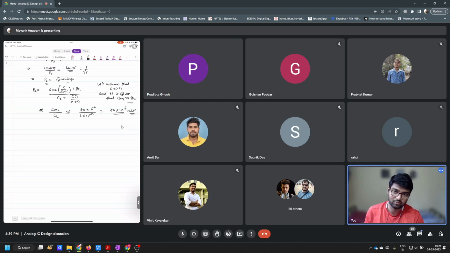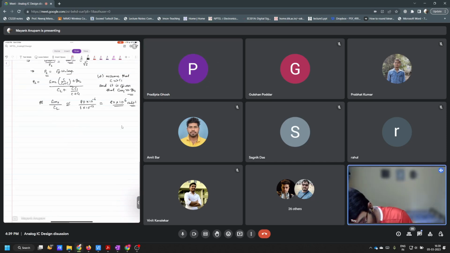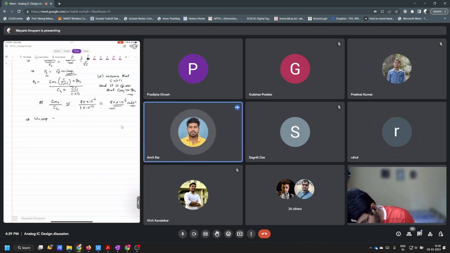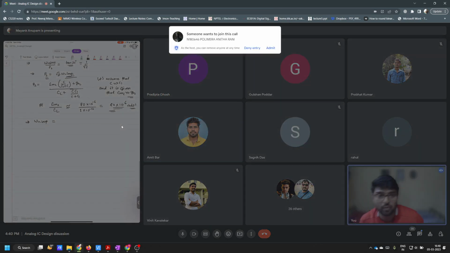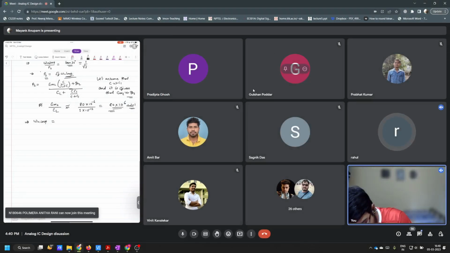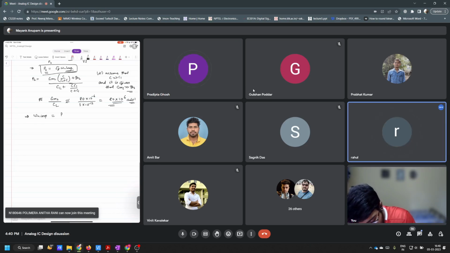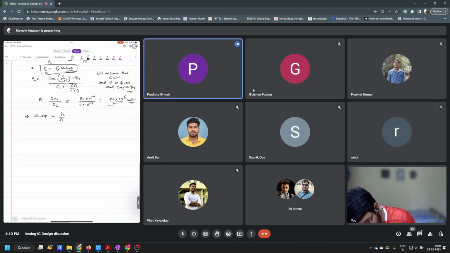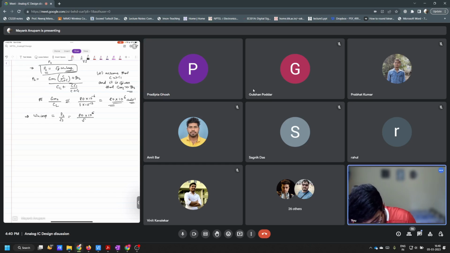Is it clear till now? Yes, it's clear. Now, pole P2 is given already, right? Now what is omega u loop from this? If pole P2 is known, how can we calculate omega u loop? It is already calculated here, right? It will be P2 by root 3, so it is 18 into 10 to the power 6 divided by root 3 radian per second.